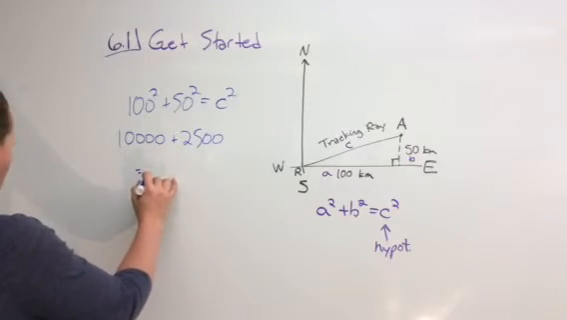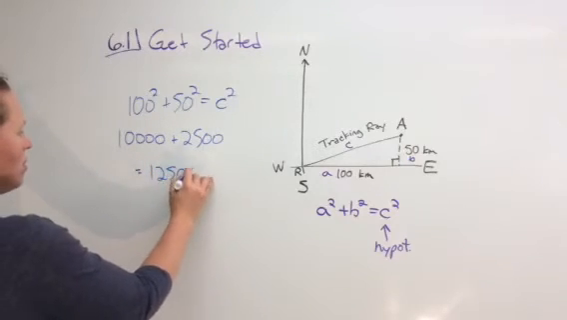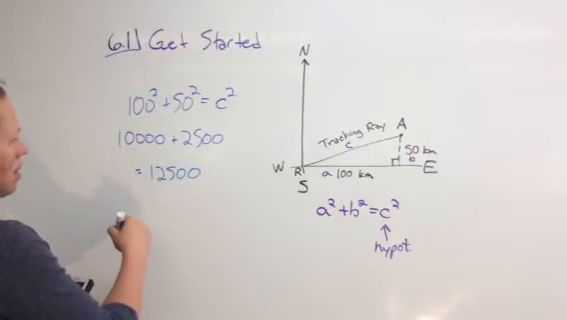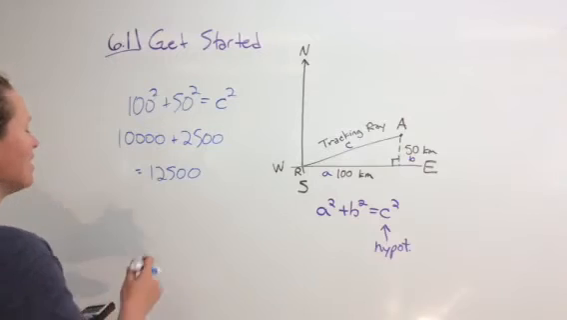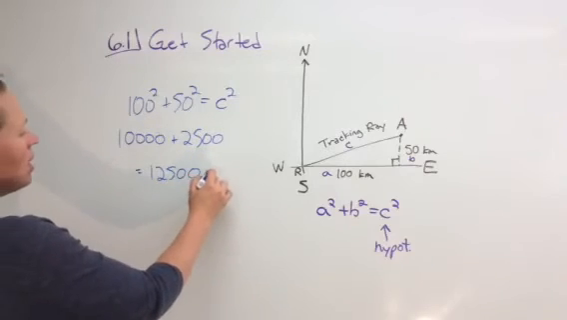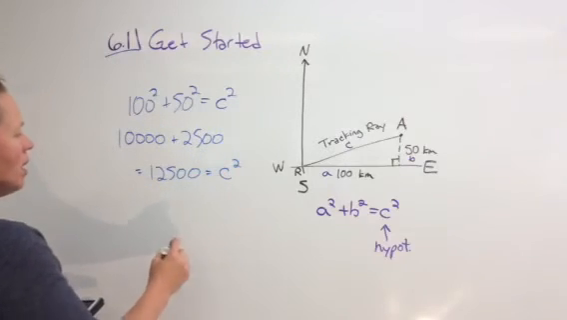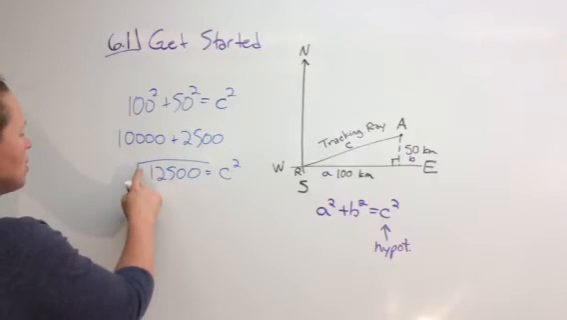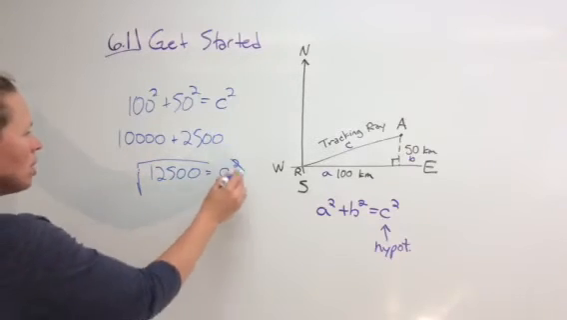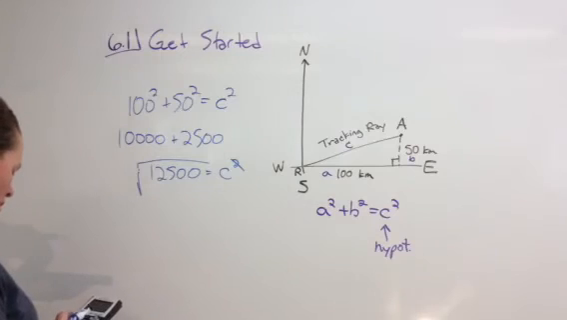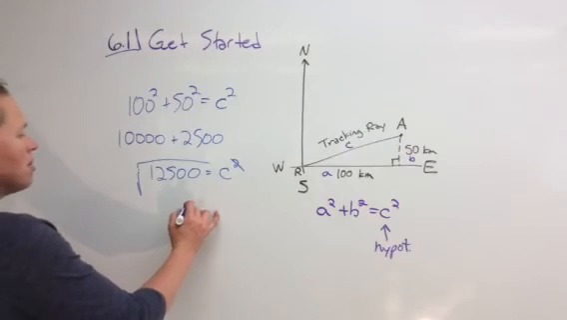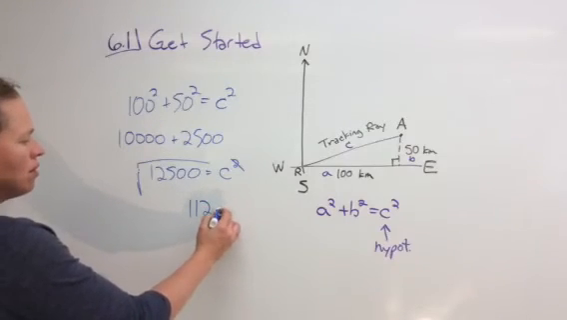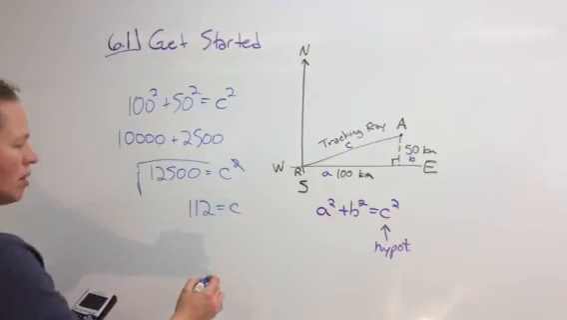So that becomes 12,500. That equals c squared, so I'm going to have to take the square root of it to solve it, aren't I? Square root, I'm even going to cheat and use the answer button, is approximately 112 kilometers for c.